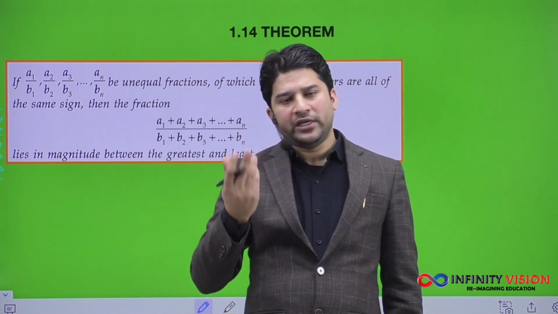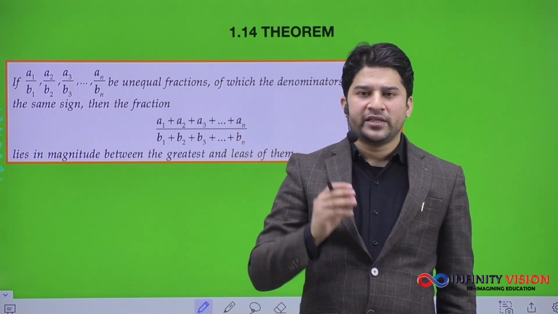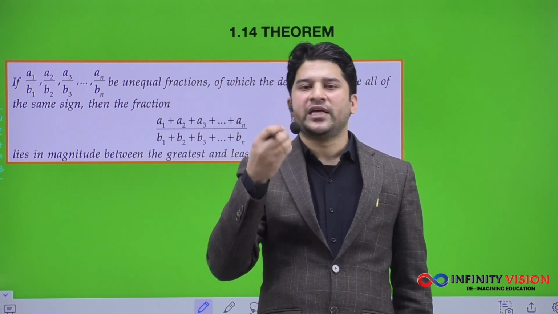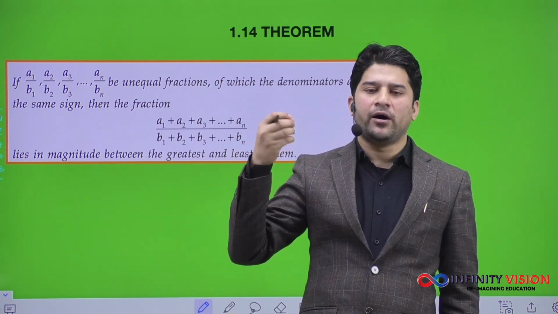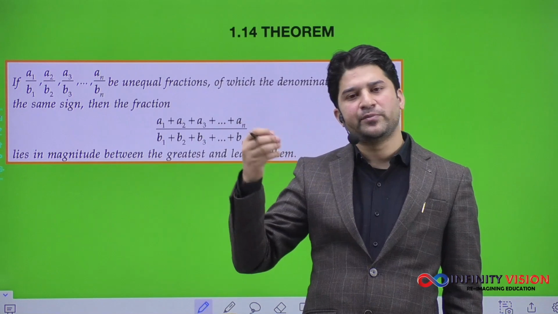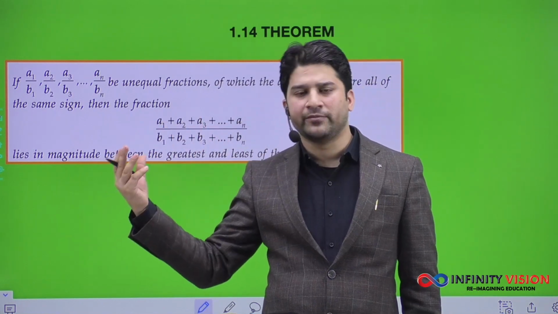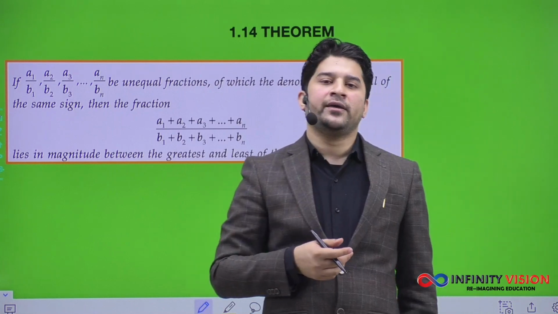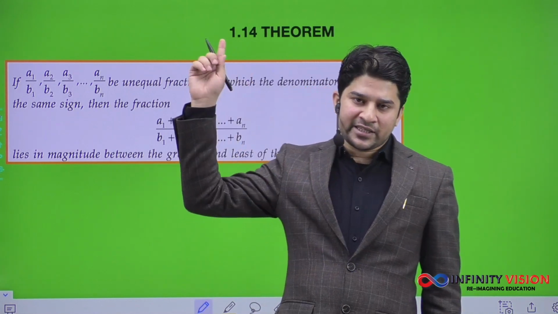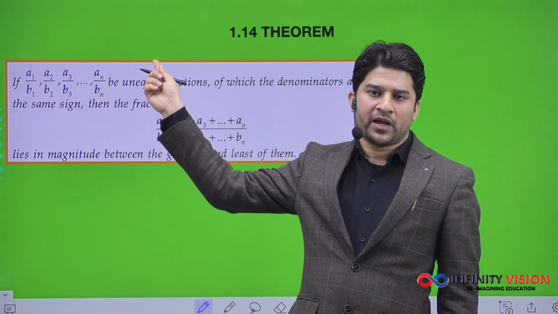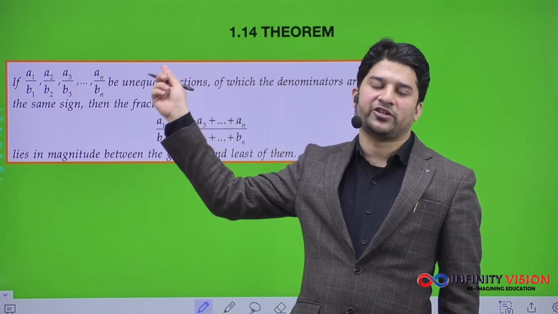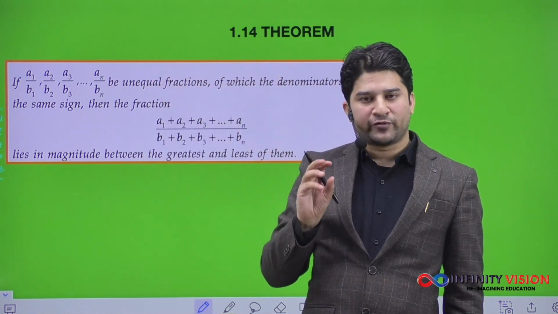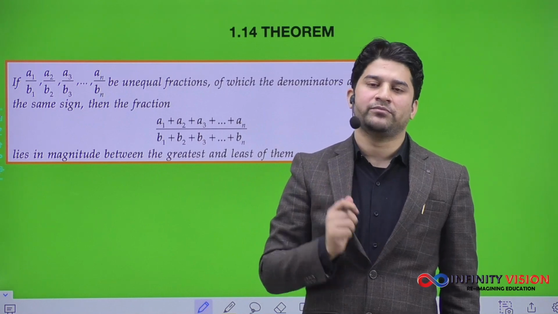And they are not equal, they are unequal. Then you are going to create a new fraction (a1 plus a2 plus a3 up to an) divided by (b1 plus b2 plus b3 up to bn). This new fraction will always lie between the least among the fractions given and the largest among the fractions given. We have to prove this theorem.